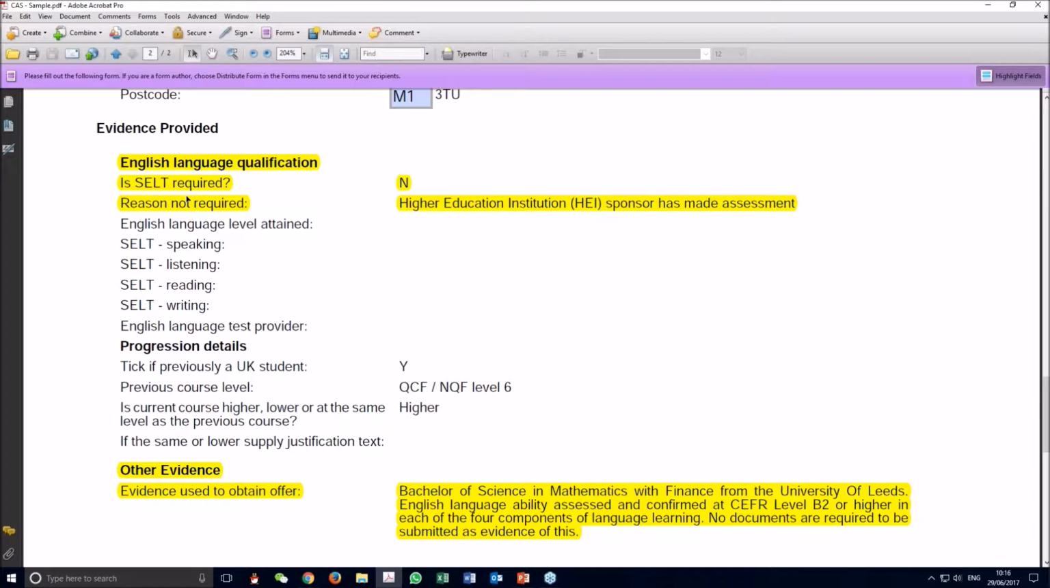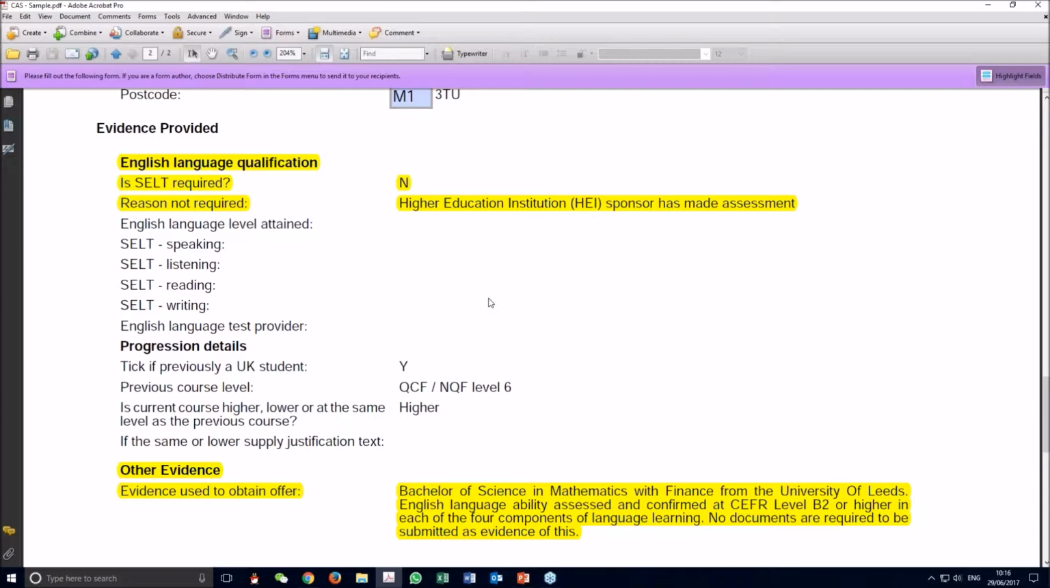Currently, they recognize IELTS, that we probably all know about, and they also recognize another exam from London, but we won't talk about it because it is less popular than IELTS. So in this instance, the university says a secured English language test is not required.